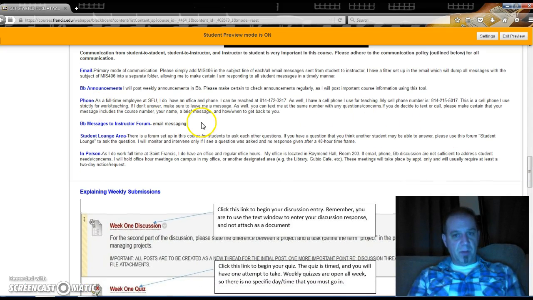Phone as well. My phone is here, my office phone. I do have office hours as well, so we can schedule time to talk on the phone during my office hours. We can schedule time, jumping down here, to meet as well in person during my office hours. Okay.